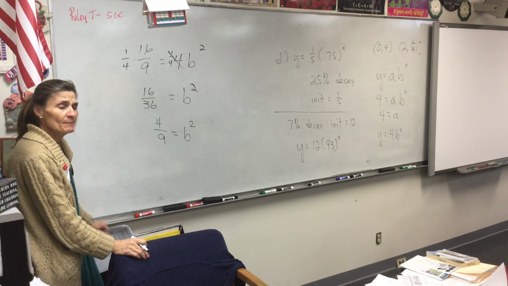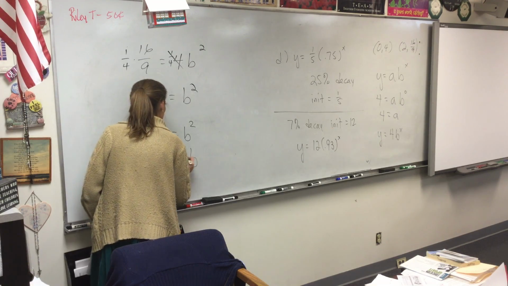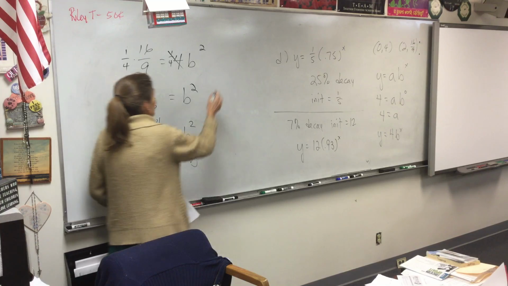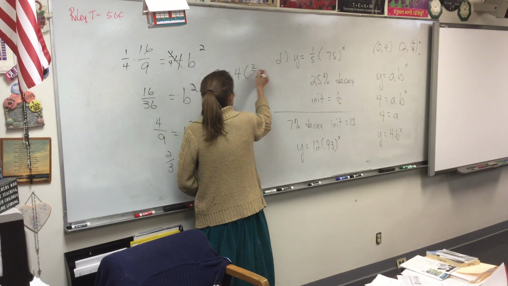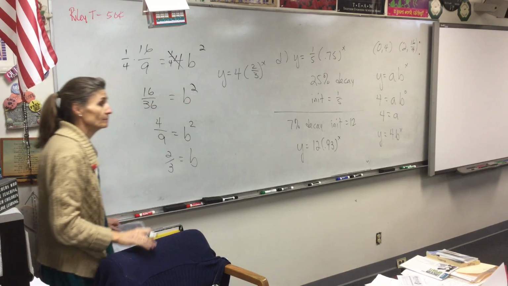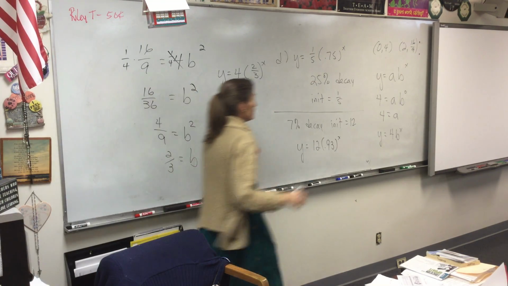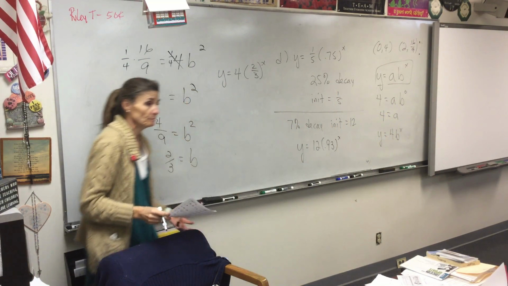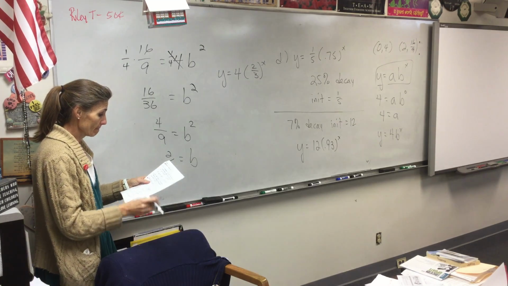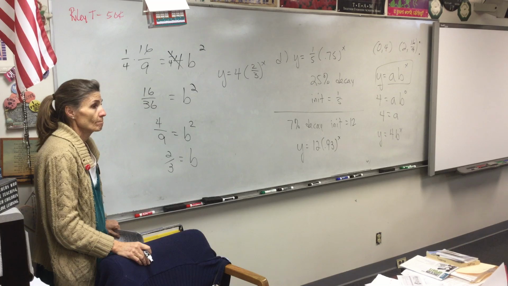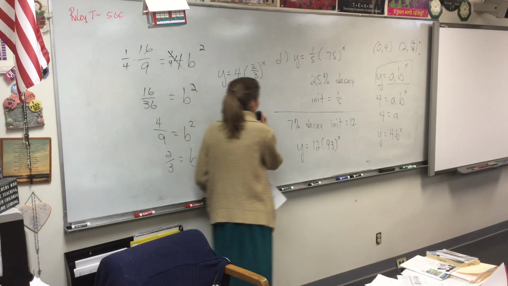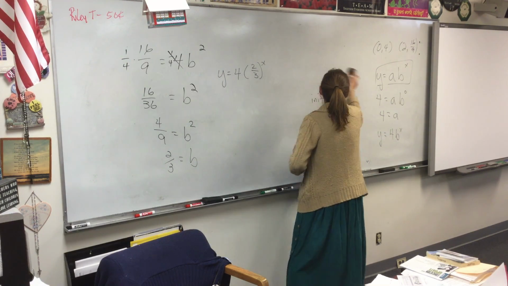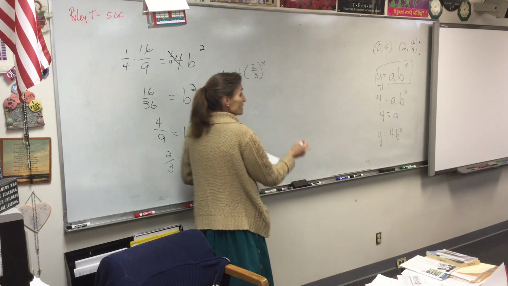How do I solve this now? Square root. Don't forget to write your answer. Y equals 4 times 2/3 to the x. Remember, this was your goal. So we found A and B. B is the same thing.